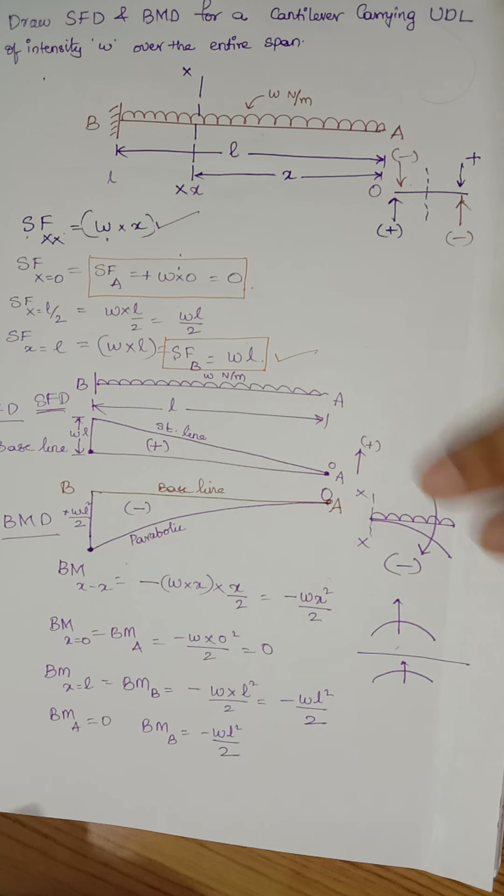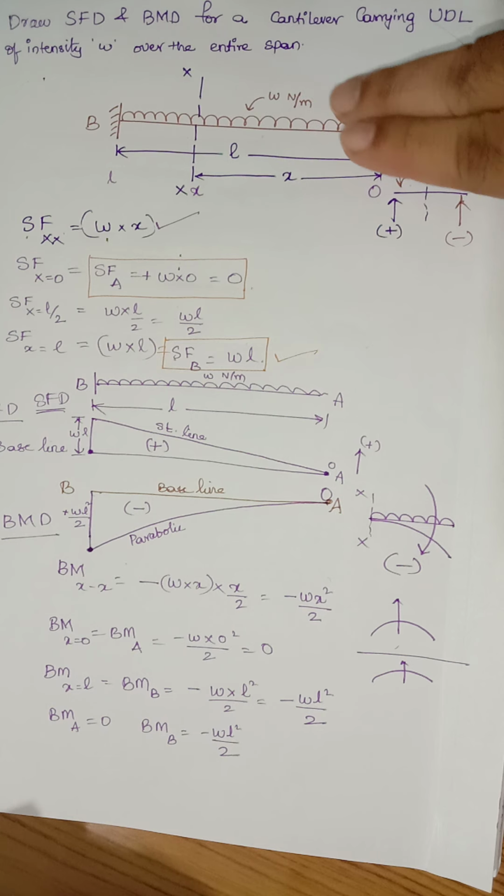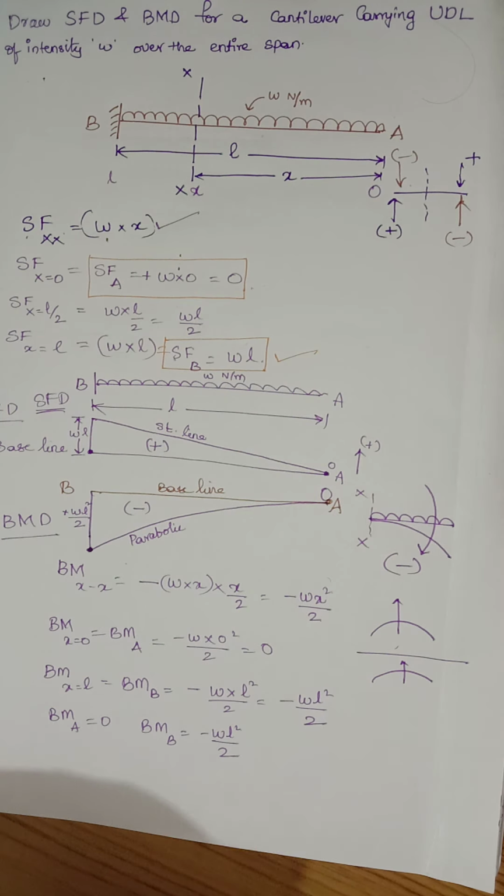So here we have drawn the shear force and bending moment diagram for a cantilever beam which is carrying a UDL of W Newton per meter over the entire span. That's it. Thank you.